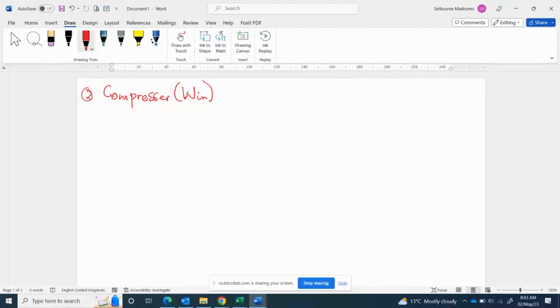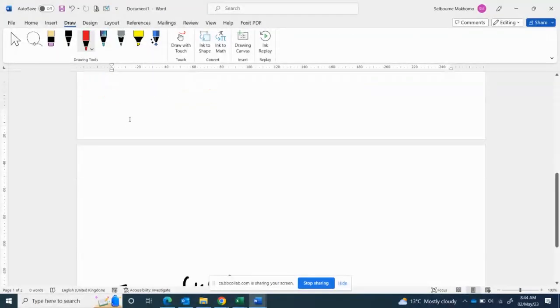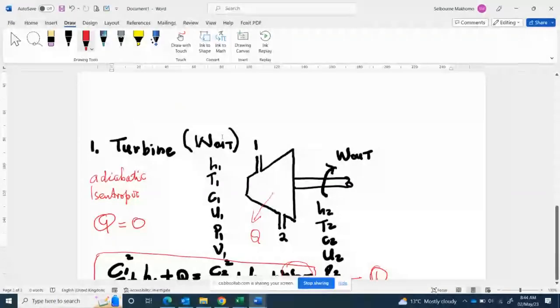Unlike a turbine, which gives us work output, for a compressor to work we must first give it a work input. So before I forget, when you do your calculations and the question says, calculate the work done by the turbine, your work output is positive, always positive. When you do your calculations and you find that the work output is negative, you must know that your calculations are wrong. So the work output is always positive for a turbine.